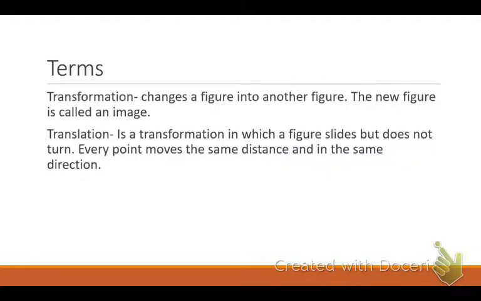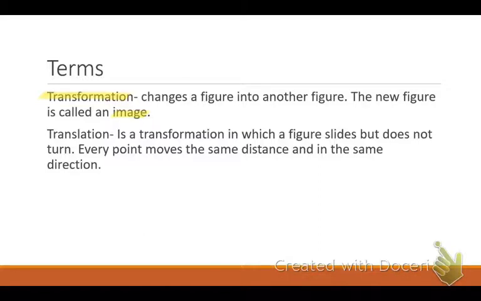Back to our terms, back to chapter 11. We have 2 main terms that we need to know here. The first one is a transformation, which is the title of all of chapter 11. A transformation changes a figure into another figure, and that new figure is called an image. You're going to hear me say that word a lot over the next couple weeks. The image is the new figure after the transformation has occurred.